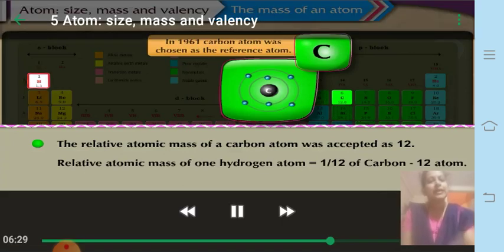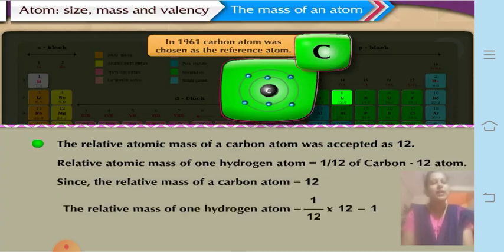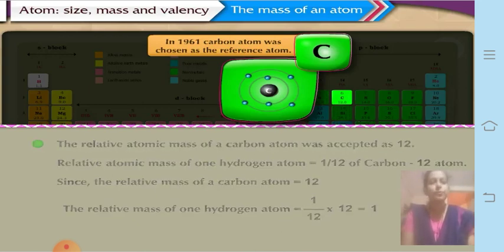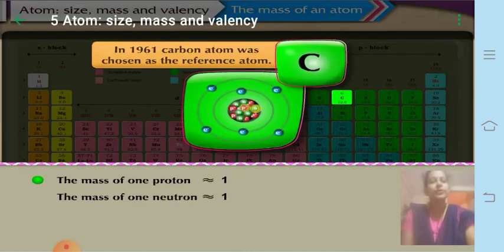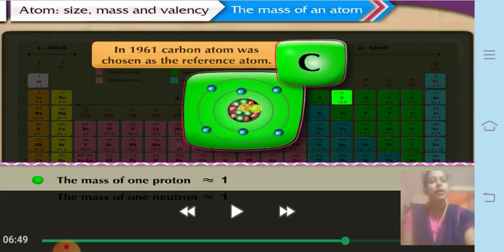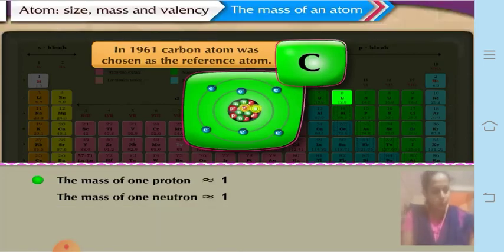Fine. Therefore the relative atomic mass of carbon atom is 12, and relative mass of one hydrogen atom is 1/12 of 12. That is, 1 upon 12 multiplied by 12 is equal to 1. Fine. Now the mass of one proton and one neutron are almost equal. Okay, that was taken as one unit.